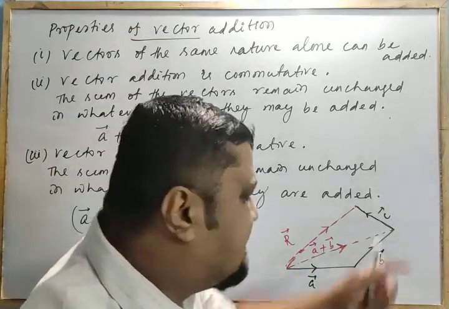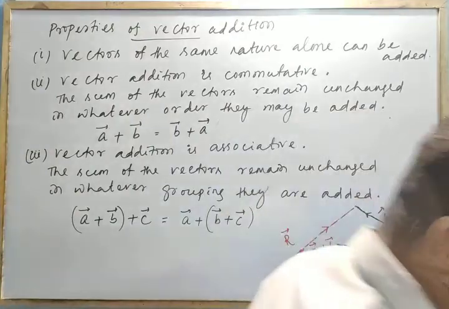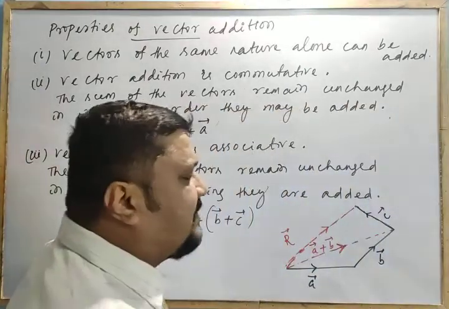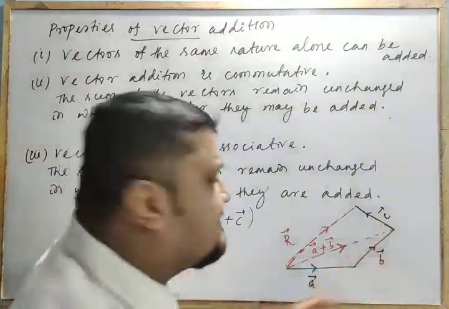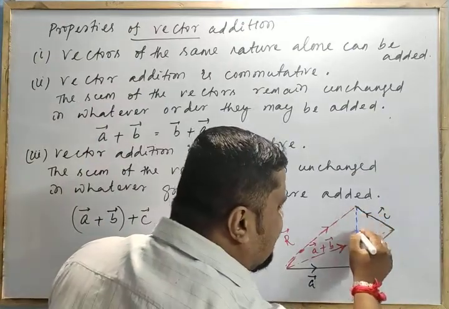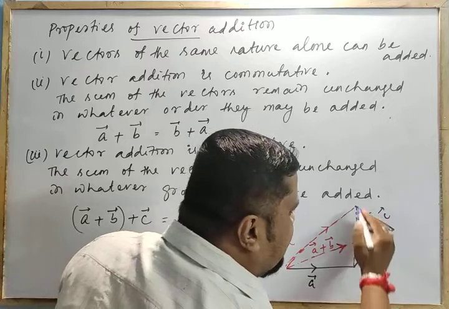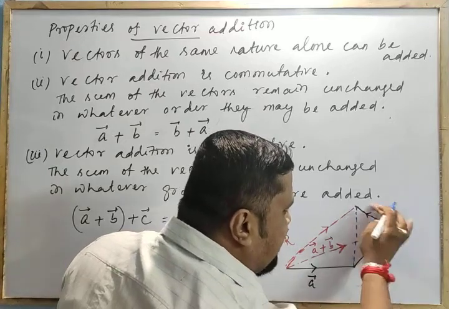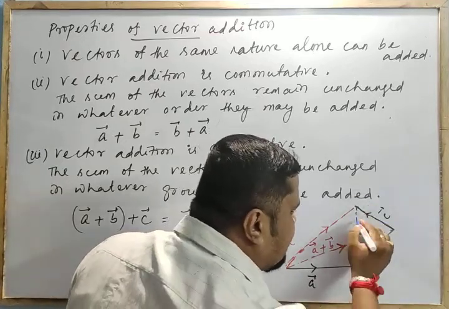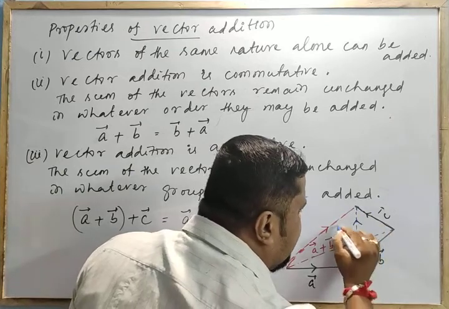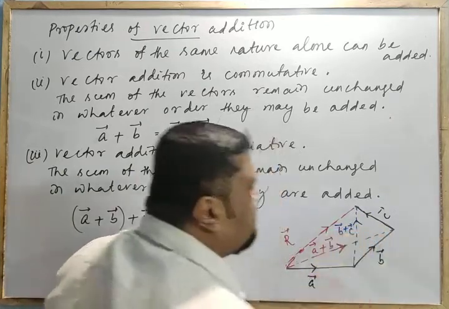First you make B and C as a group. First you find B plus C. If B and C are two sides of a triangle, then the resultant will be this one. Close the triangle. They are in the same order, so this will be in the opposite order. They are going in this direction, so I will make this opposite. So this is your B plus C.